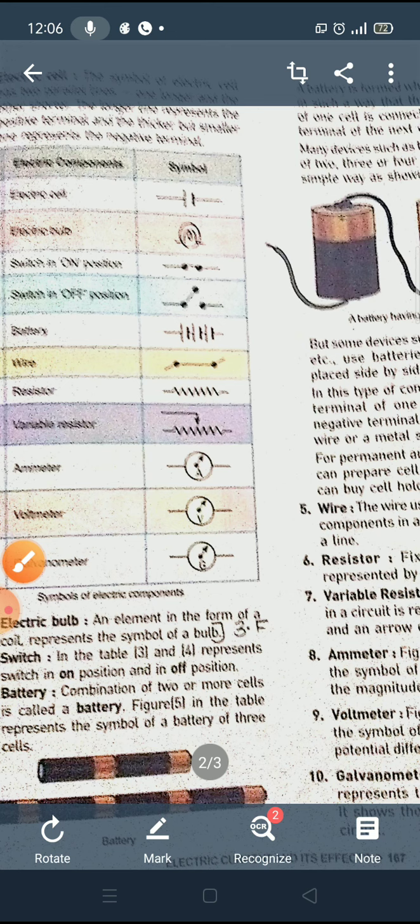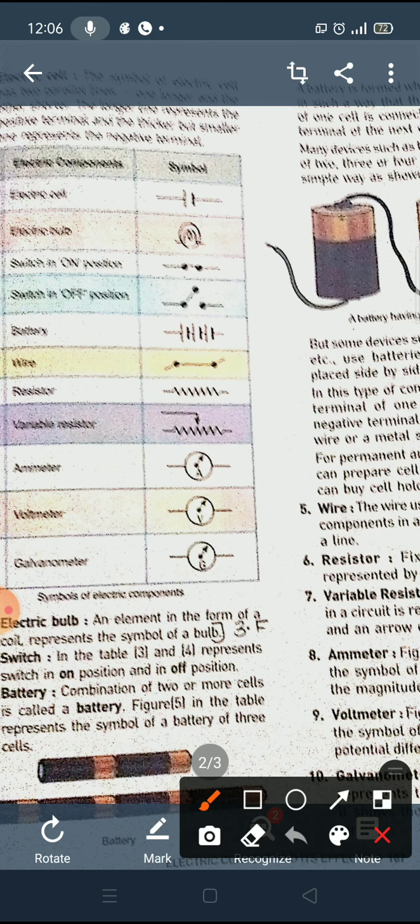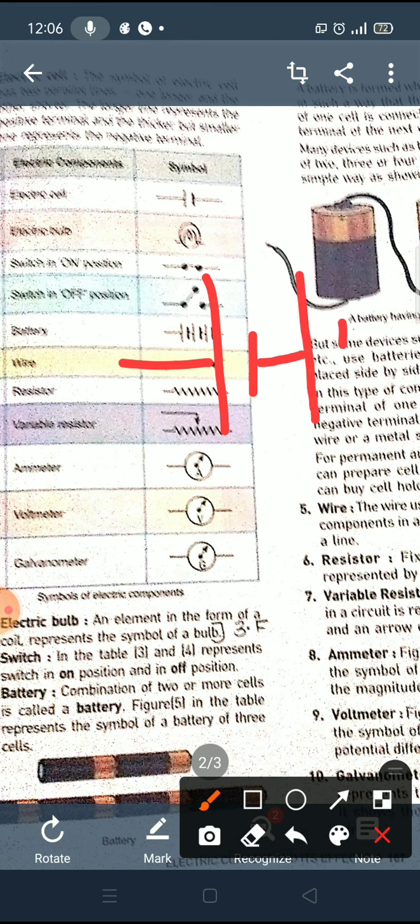Now your third symbol is battery. This is a battery symbol. How will you draw the battery symbol? See, battery means two or more cells attached together. You have already learned the cell: one big line, one small line. But when we show the battery, we attach one more cell, again one big line, one small line.